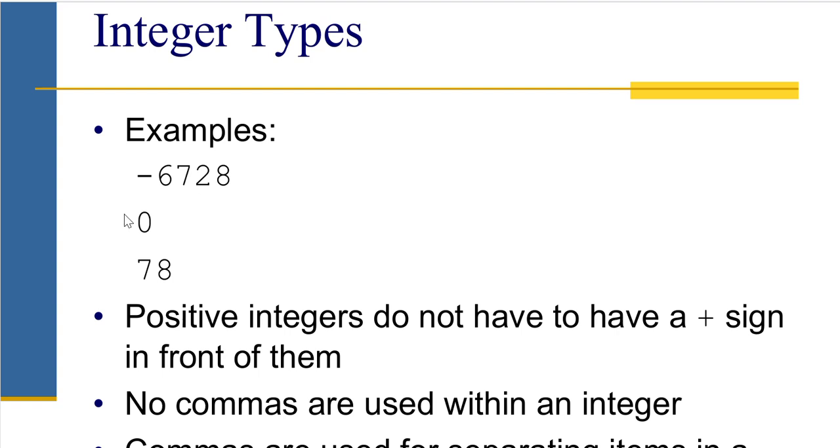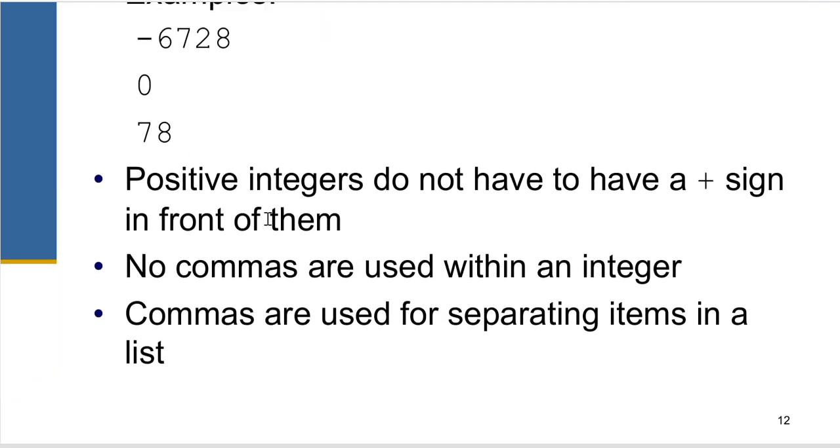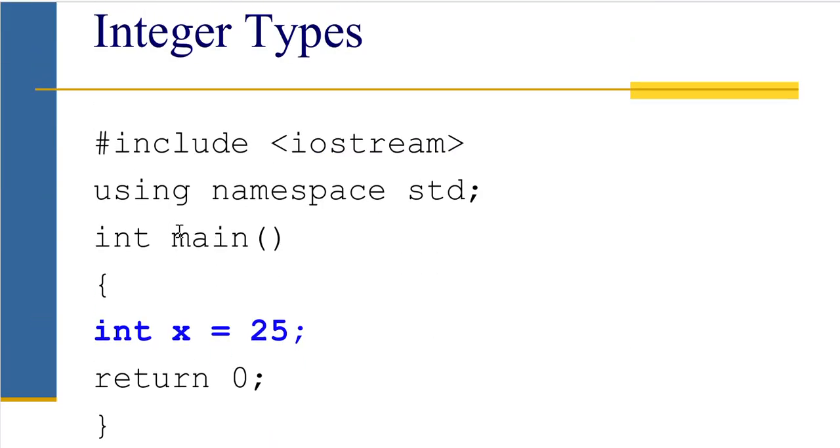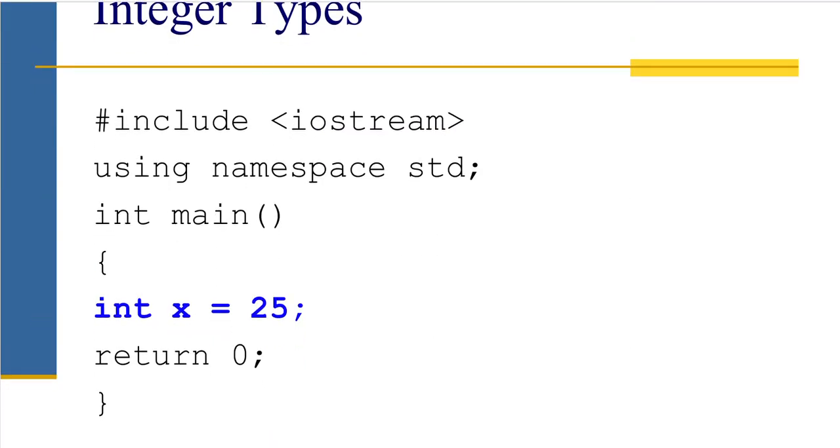So for the integer data types, these are examples of it. So we have a whole number. It can be either negative or positive. 0 is an integer, and positive 78 here.